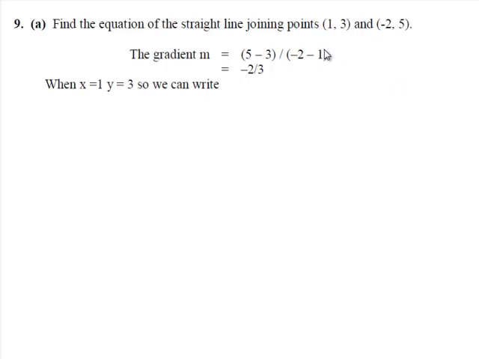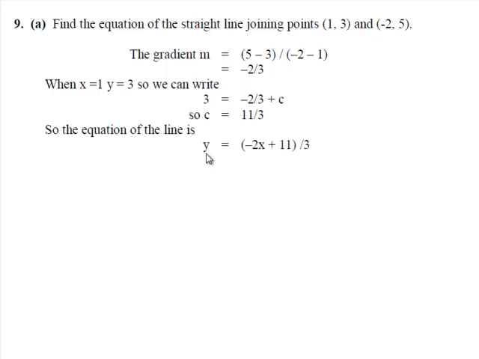Alright, the next thing we know is that when x is 1, y is 3. So we can substitute those into the equation and say 3, which is y, is equal to x, which is 1, times the gradient, plus the constant. Okay, and rearranging, you can see that the constant is equal to 1. So putting this together, we can say that the equation is y is equal to mx plus c.